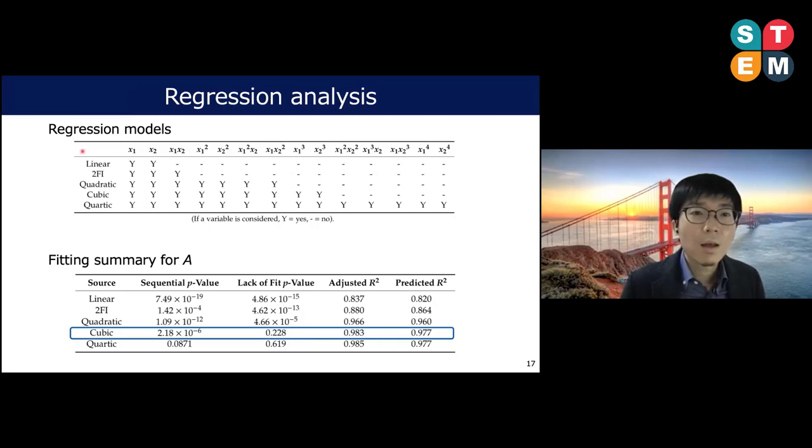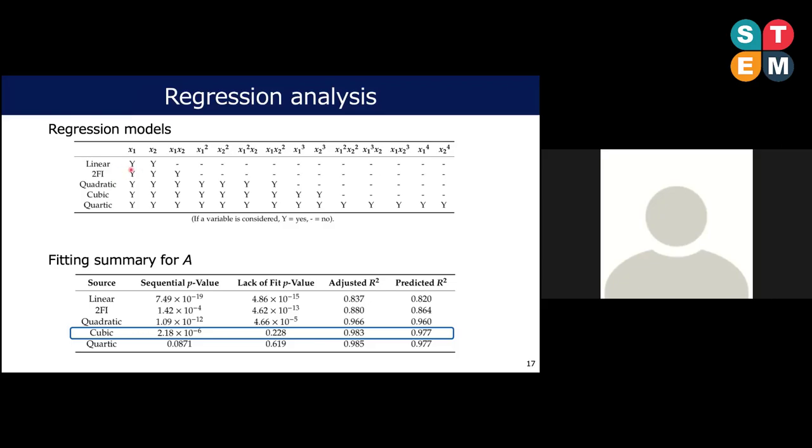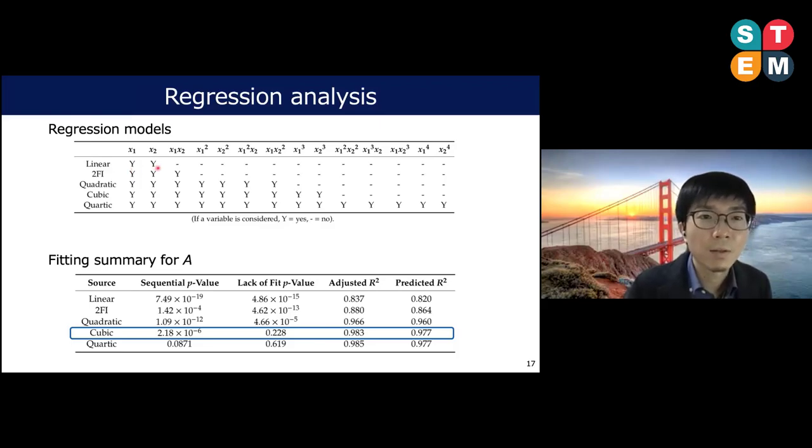As regression analysis, I considered five different models. Simply, a linear model is very simple. Just two variables, x1 and x2. x1 is the powder content, and x2 is the intensity of light. Then here, x2fy means two-factor interaction, another factor variable, x1 x2. So like this, five different models were considered for regression.